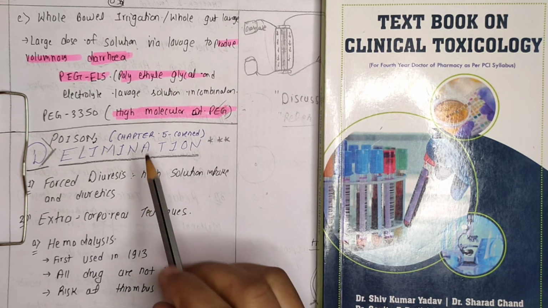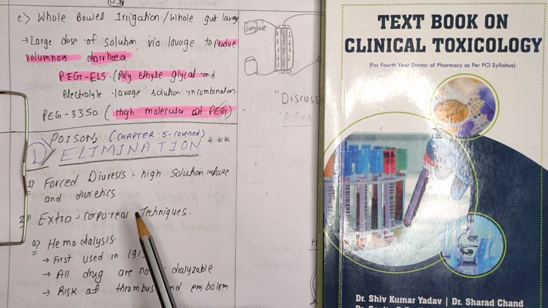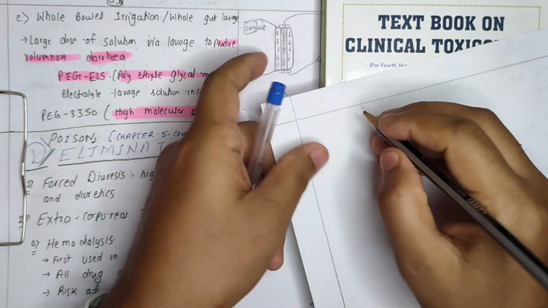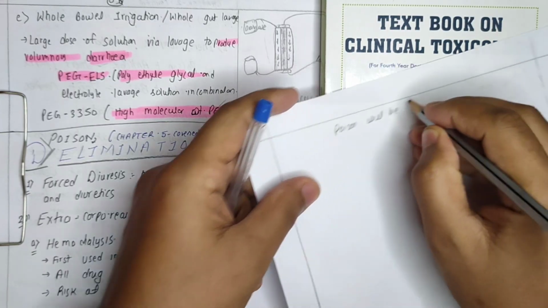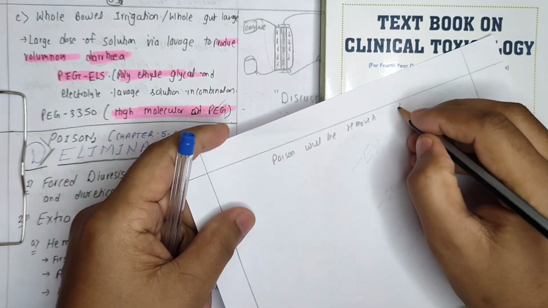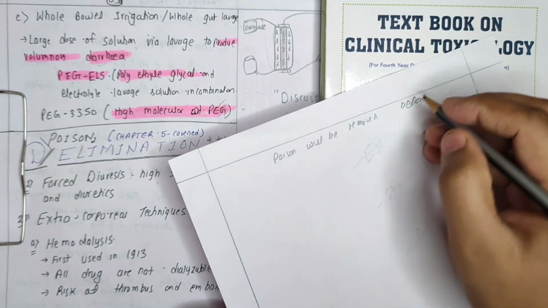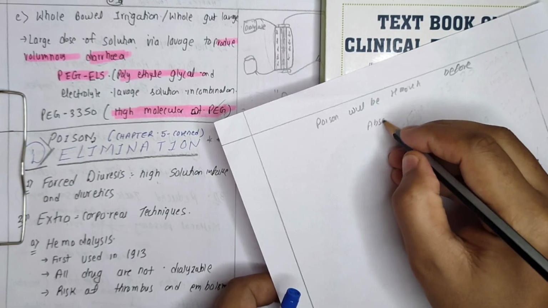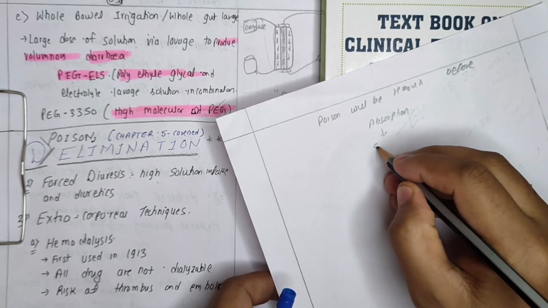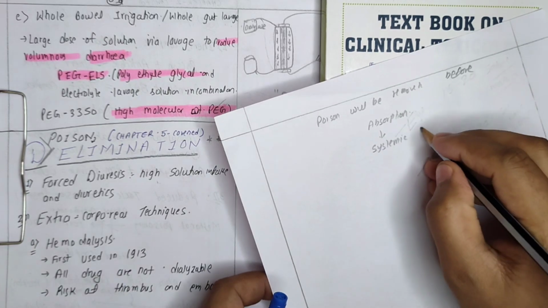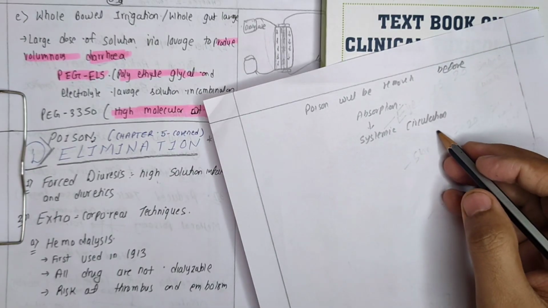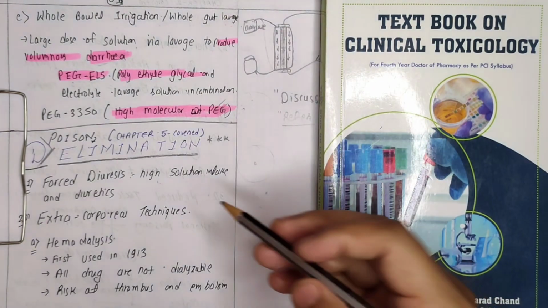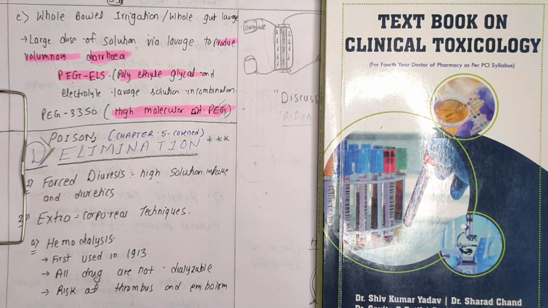As in decontamination, we were discussing the removal of poison from the alimentary canal. That is, in the decontamination process, the poison will be removed before absorption. It's not absorbed. Similarly, in elimination, after absorption, these poison substances will reach the systemic circulation. Once it reaches the systemic circulation, we can still take out the poison substances. That concept is known as elimination. Hope you understood the concept of elimination.